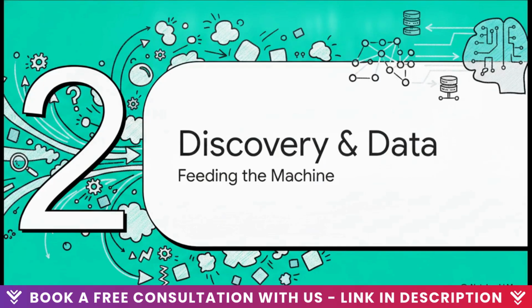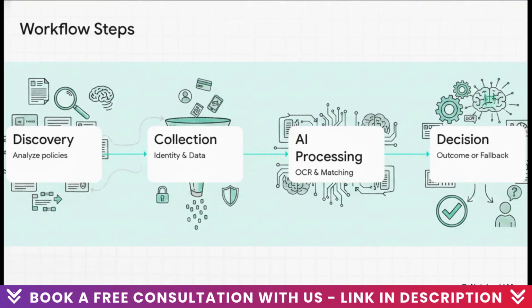Moving right along to Section 2, discovery and data collection, or as I like to call it, feeding the machine. This is the literal start of our pipeline. Let's see how this builds out our overarching process map. Step 1 is the initial discovery phase. This is where you analyze your specific workflows and compliance policies to really define your risk framework. That seamlessly flows right into Step 2, input collection, where the customer actually submits their data. This tees everything up perfectly for the AI processing and, eventually, the final decision or fallback.